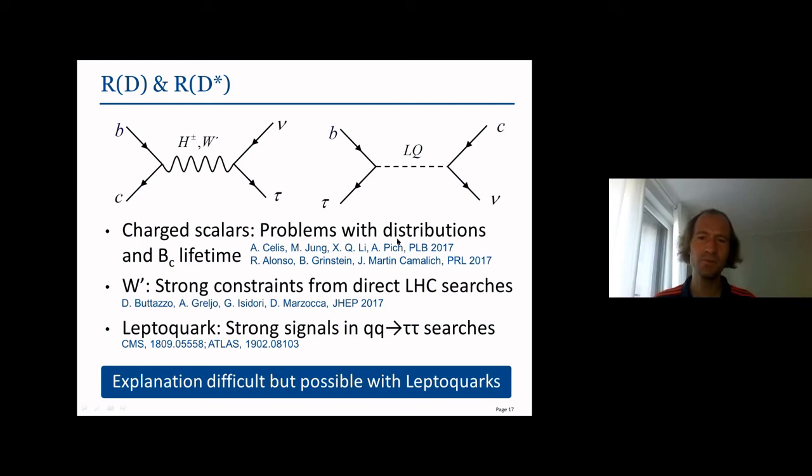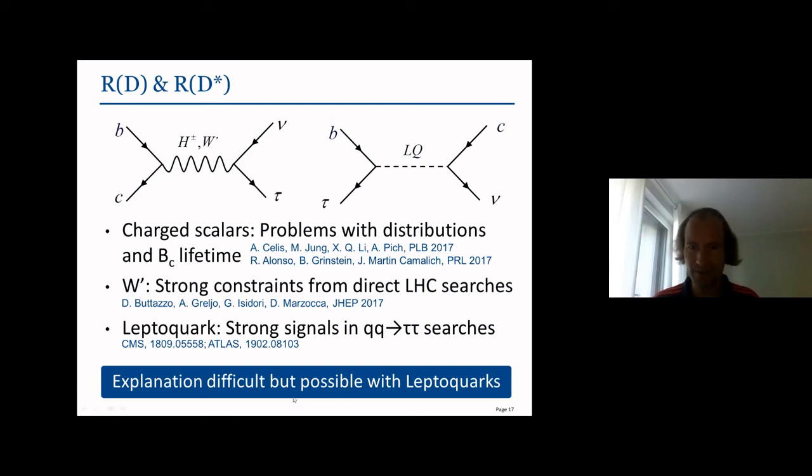Charged scalars don't work well because of problems with q-squared distributions and the B sub C lifetime. W primes have problems with direct LHC searches, both if they are left-handed and if they are right-handed. If they are left-handed, they come together with a left-handed Z prime, and you get problems with s-channel production. If they are right-handed, you need right-handed neutrinos. They don't interfere with the standard model. You need huge couplings, and again, you get problems with LHC searches.